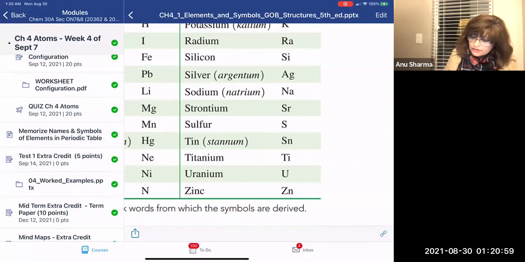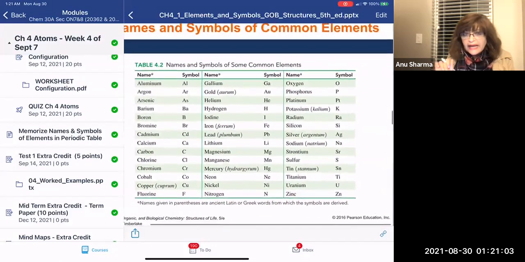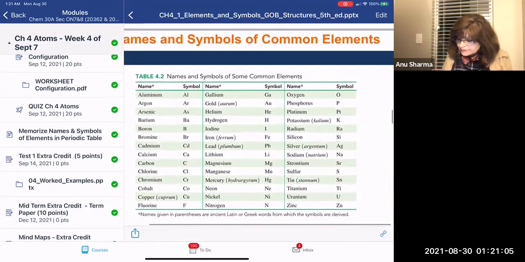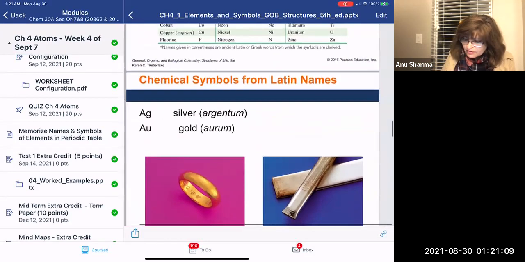So you should make a note of this with your own handwriting. This way, don't type, handwrite, so then you remember this way. Okay, so these are the common ones. Anyways, let's look at this now.